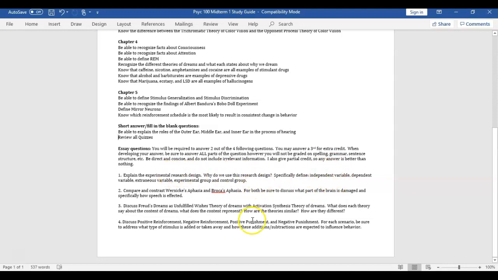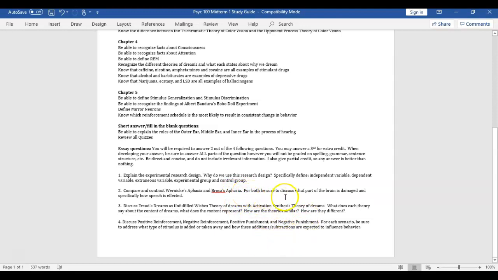Now, these are not classic essay questions, so you don't have to have a thesis topic or statement, and I'm not grading you on spelling or grammar, anything like that. I just want to see that you know the answers to the questions. That's all that I care about. In the questions where it says compare and contrast, make sure you're telling me how these things are similar and how they're different. Again, answer all parts of the question.